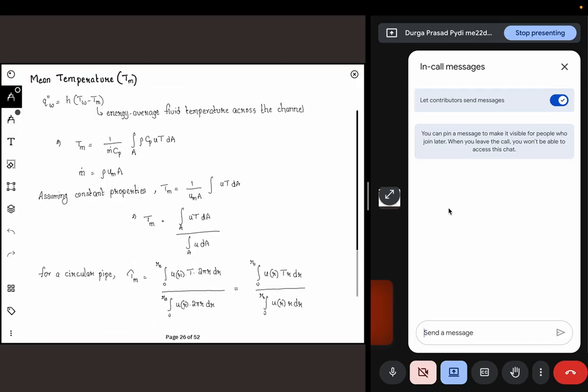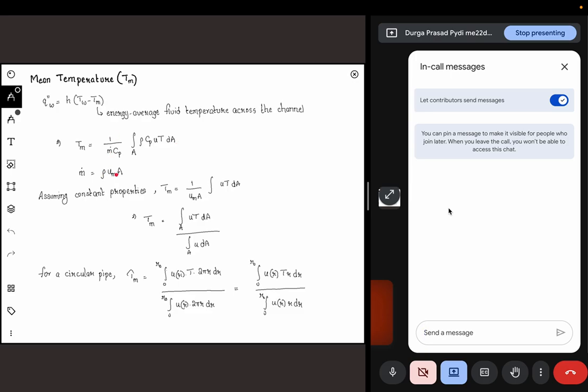Good. Now, up until now we have been saying mean temperature, mean temperature, mean temperature. We have not defined it in any way. How do we define the mean temperature? The mean temperature is basically the energy average fluid temperature across the channel. Mathematically, its energy average is the integral of rho Cp U times T dA divided by m dot Cp. In other words, m dot Cp Tm is equal to this quantity.